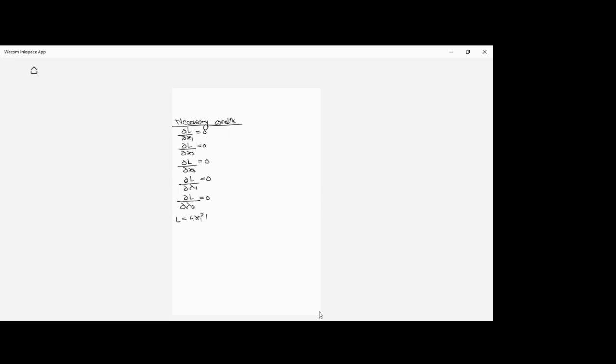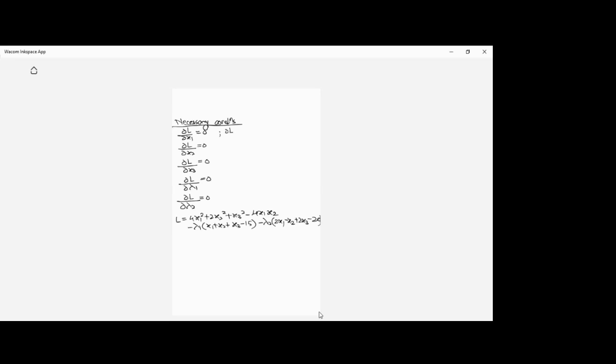So 4x1 square plus twice x2 square plus x3 square minus 4x1 x2 minus lambda 1 times (x1 plus x2 plus x3 minus 15) minus lambda 2 times (twice of x1 minus x2 plus twice of x3 minus 20). So we will have to take the partial derivative of this L with respect to x1, x2, x3, lambda 1 and lambda 2. So let's start, right?